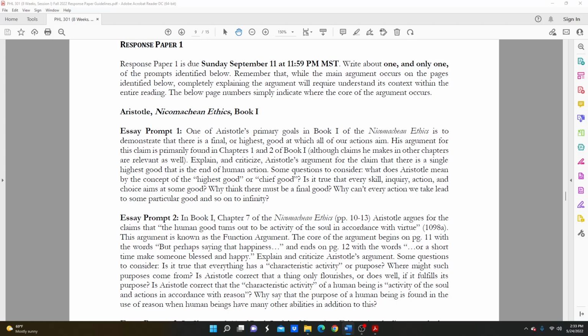Next, you will need to select an essay prompt. Now suppose you were going to write Response Paper 1. The description for this assignment, found in the Response Paper Guidelines document, tells us to write about one and only one of the essay prompts listed. In this case, there are 3 different essay prompts to choose from.